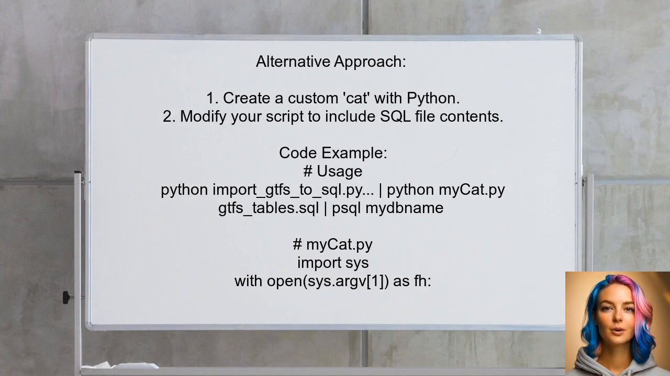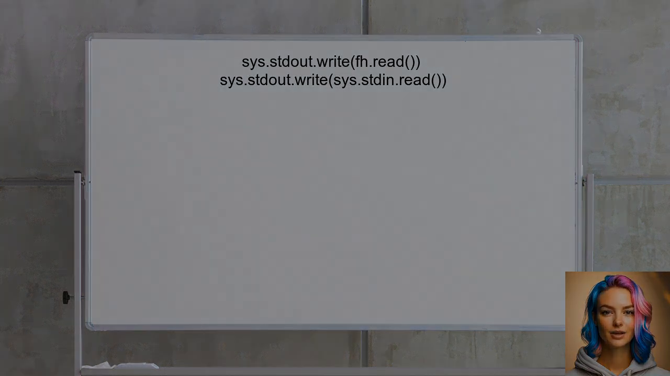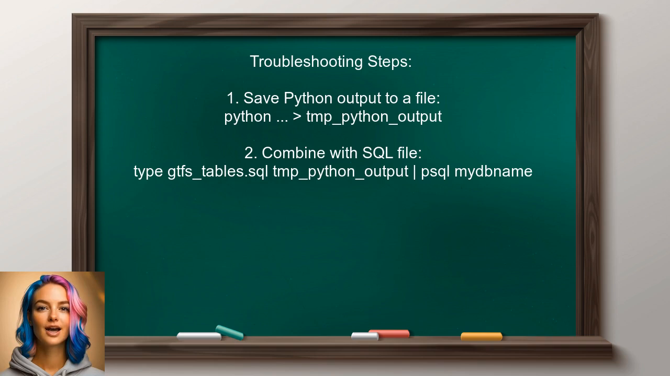Now, let's see a response from a different user. One alternative approach is to create your own version of the cat command using Python. You can modify your existing Python script to include the contents of your SQL file and then pipe the output to PSQL. Another user points out that the type command does not accept standard input, which is likely causing the error. They suggest saving the output of your Python script to a temporary file and then using type to combine it with your SQL file.